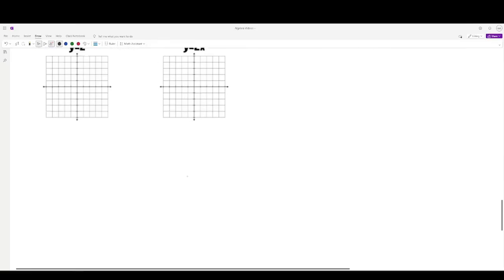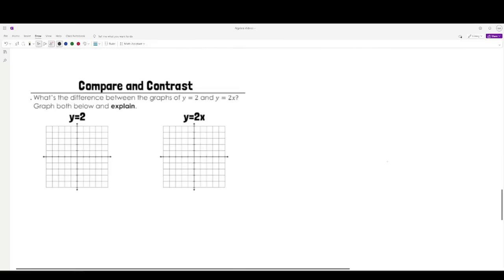All right, last thing for today's notes, compare and contrast. What's the difference between y equals 2 and y equals 2x? This is a really common thing to confuse. So we need to know what these things are. This 2 is a b value. It's a y-intercept. This 2 is an m value. So it can really help to visualize if we write this out with the missing part. So instead of just y equals 2, this is y equals 0x plus 2. And this one is y equals 2x plus 0.